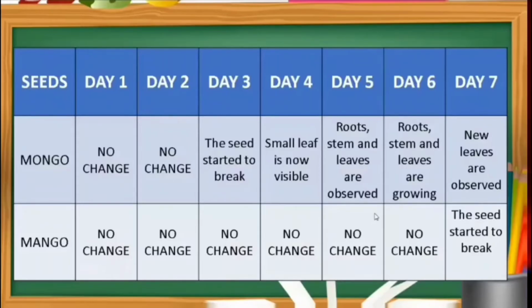For day 6, in mongo seeds, roots, stem, and leaves are growing. For the mango seeds, there was no change. And lastly, for day 7, for mongo seeds, new leaves are observed, while in mango seeds, that seed started to break.